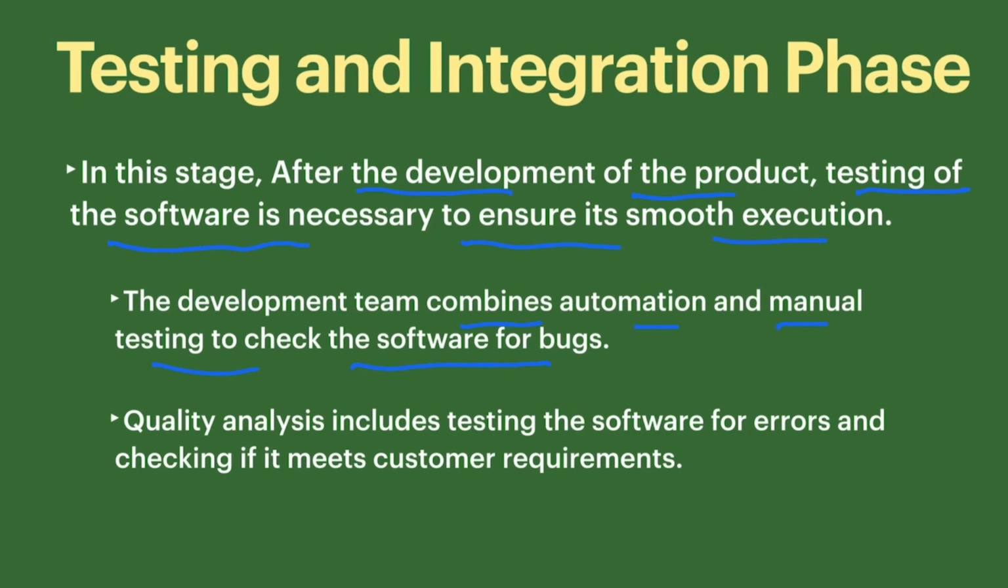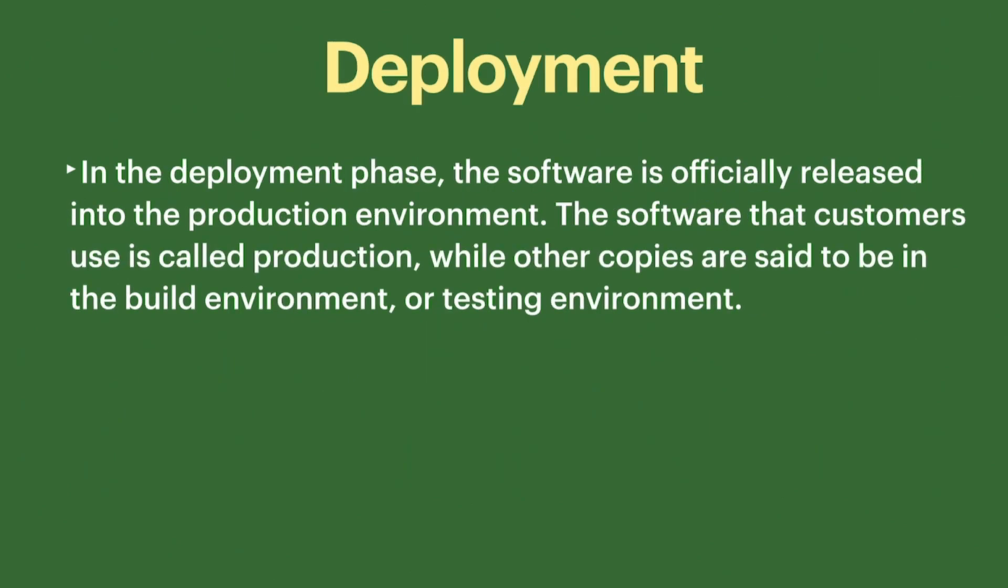Different types of testing are performed by the testers of the software development team. Quality analysis includes testing the software for errors and checking whether it meets the customer requirements or not. Testing team members check the whole software for errors and check whether it meets the customer requirements specified in the SRS document. After completion of the testing phase, the software organization moves on to the deployment phase.